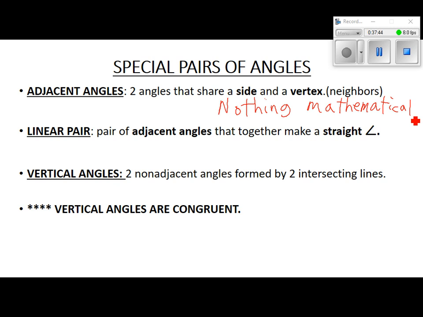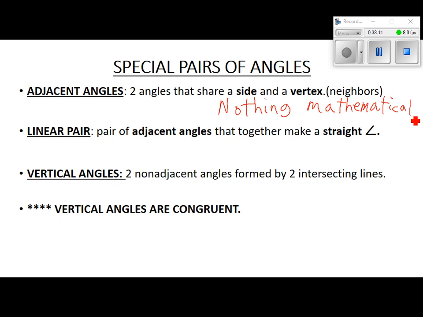Whose room is adjacent to mine? Mrs. Barnes. Notice we share a what? A wall, just like they share a side. We share a wall. Adjacent, hooked to, neighbors. But it tells us nothing mathematical. It doesn't tell us that the angles are the same. It doesn't tell us that the angles add up to 90. It doesn't tell us any of that stuff.